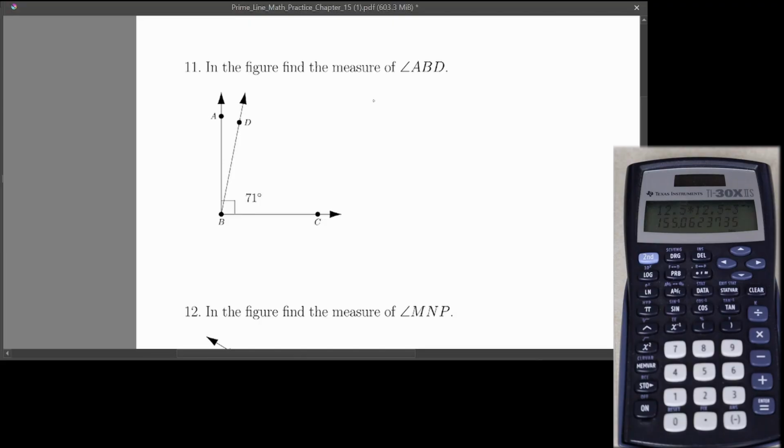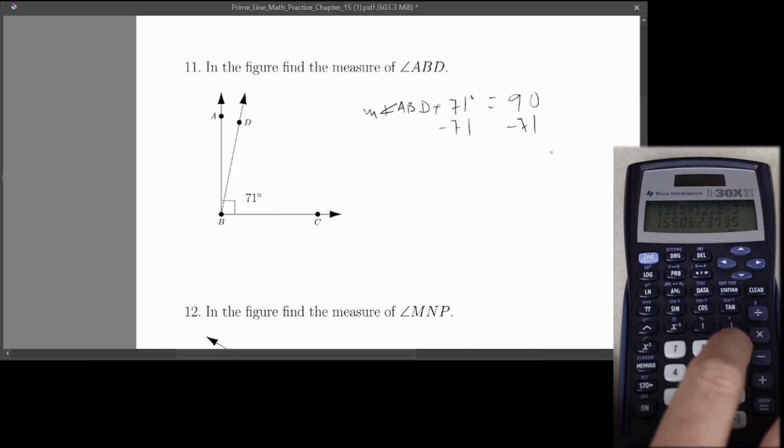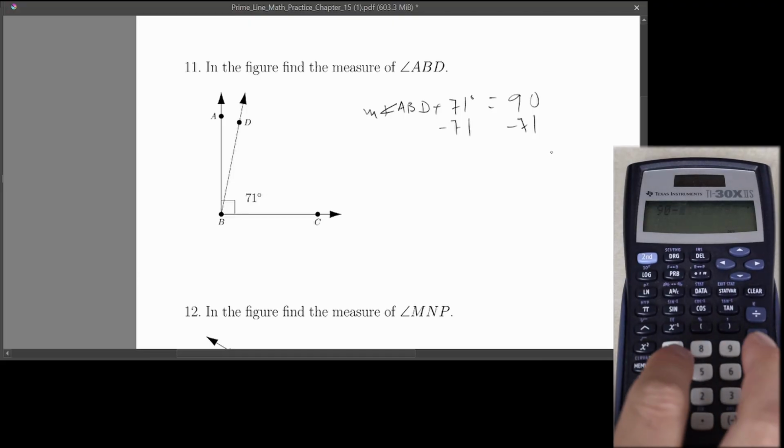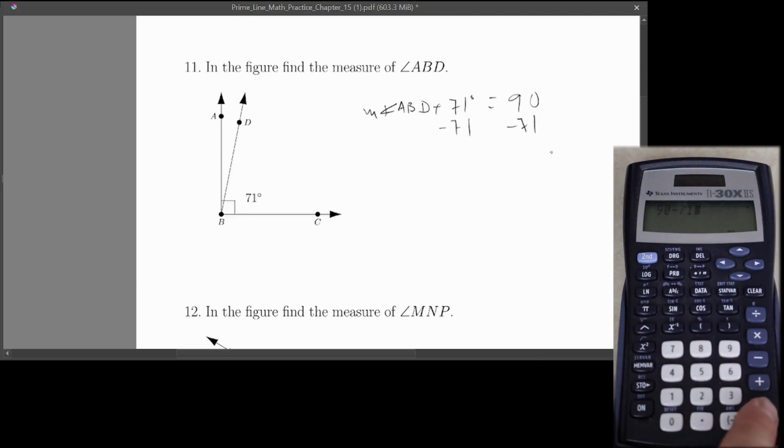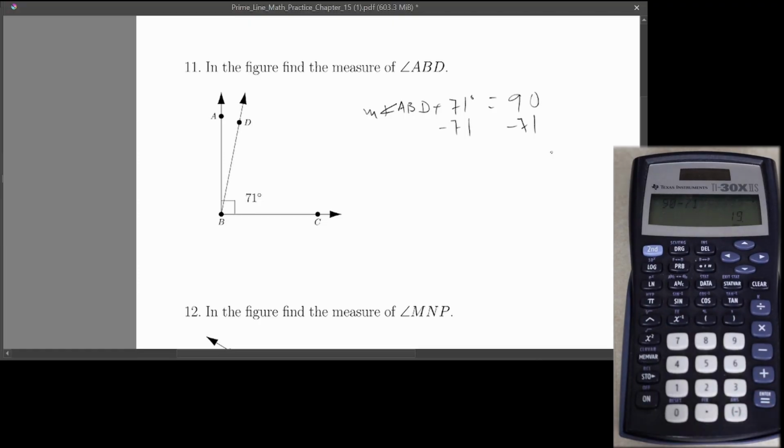Okay, so if we have angle ABD, measure of angle ABD plus 71 degrees is going to equal 90, because we've got a right angle symbol there. If we subtract 71, we can take 90 minus 71, and we get 19 degrees.